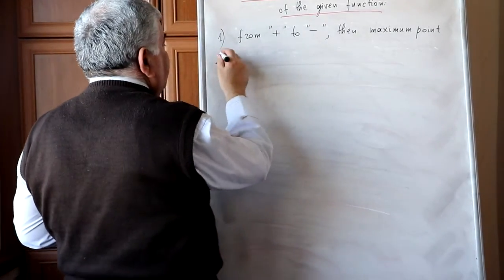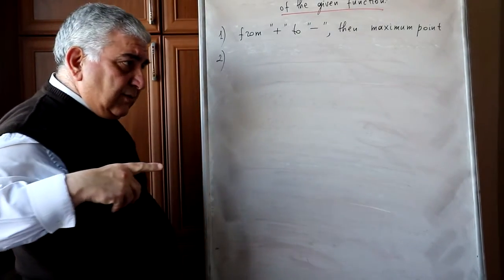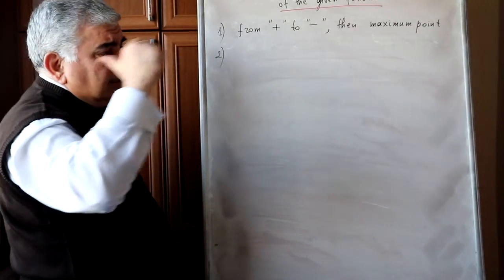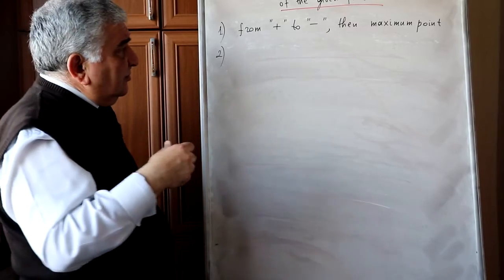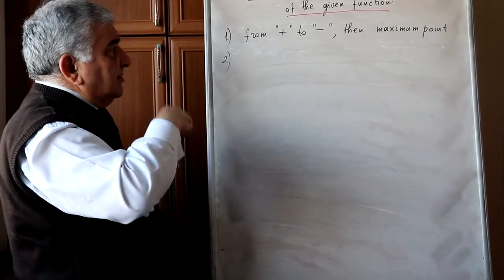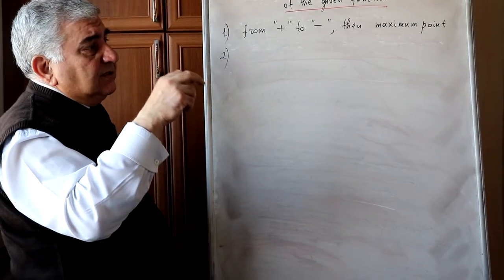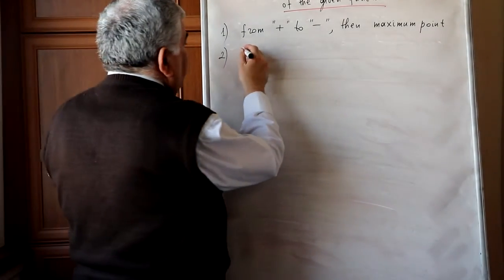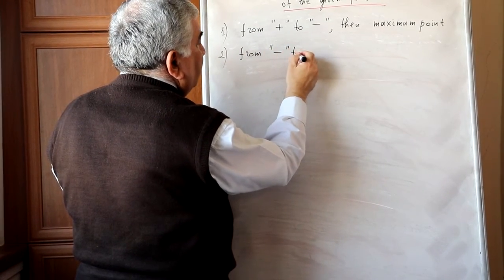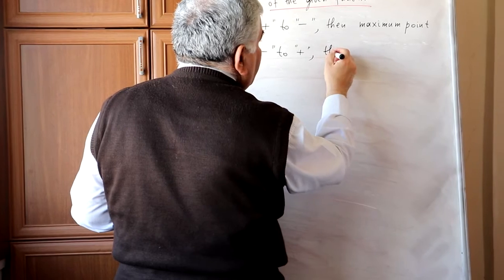But if in passing through the critical point on the real axis from left to right, the sign of the derivative changes from minus to plus, then the given critical point is the minimum point.